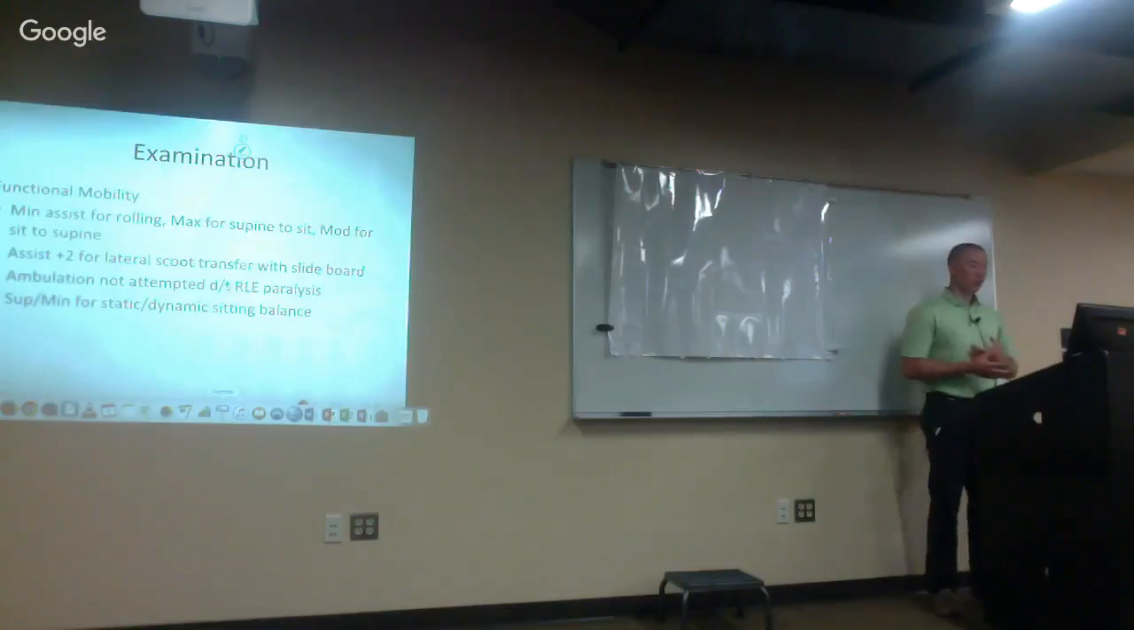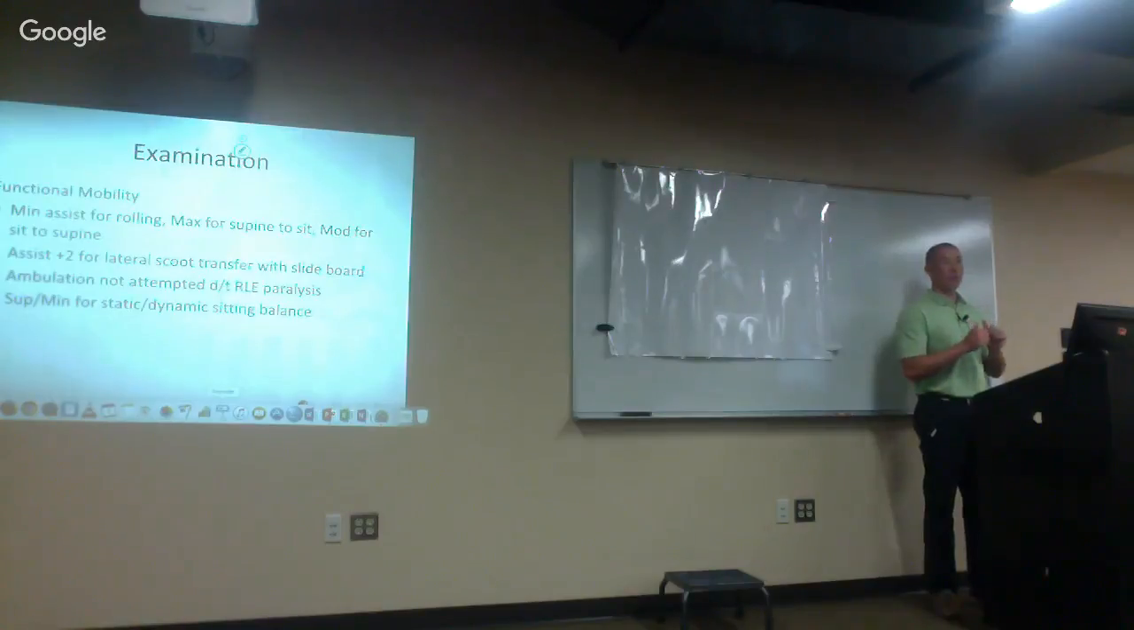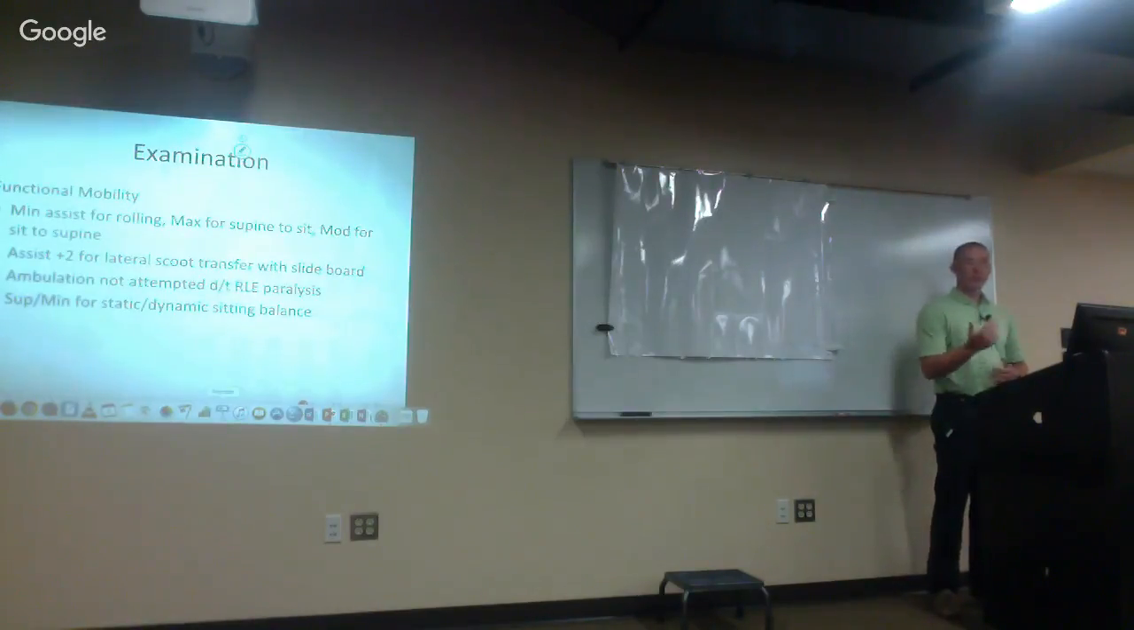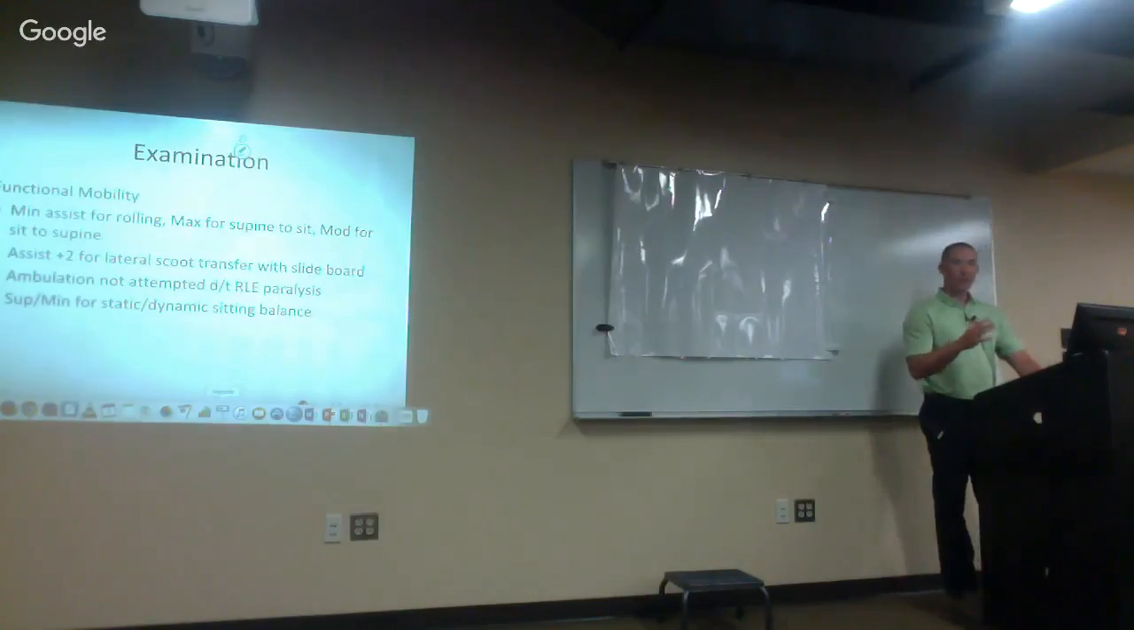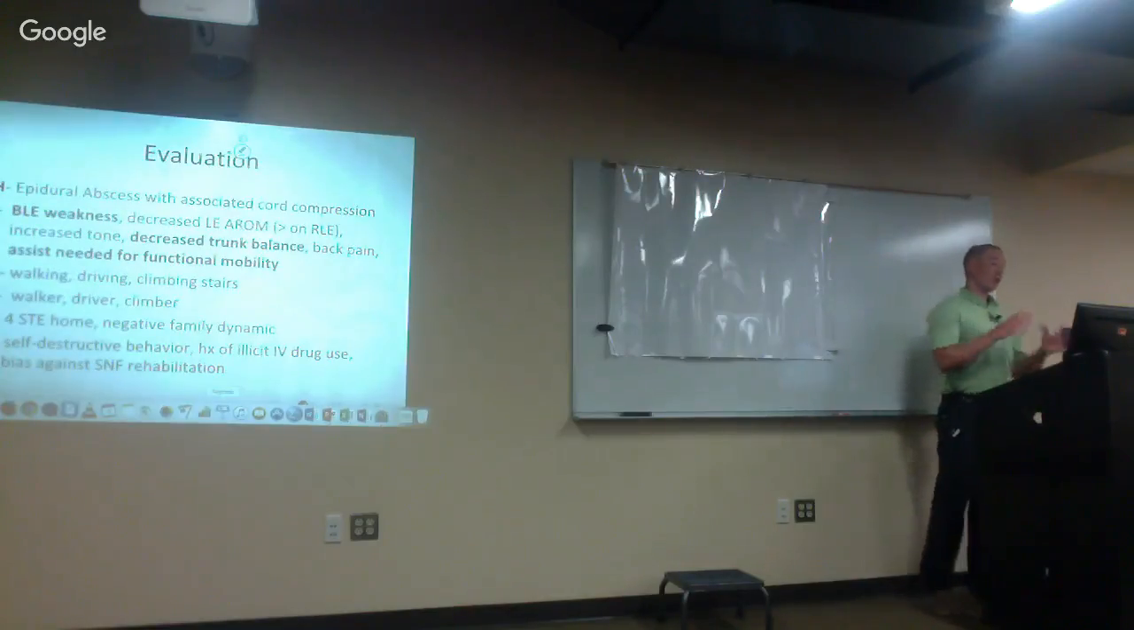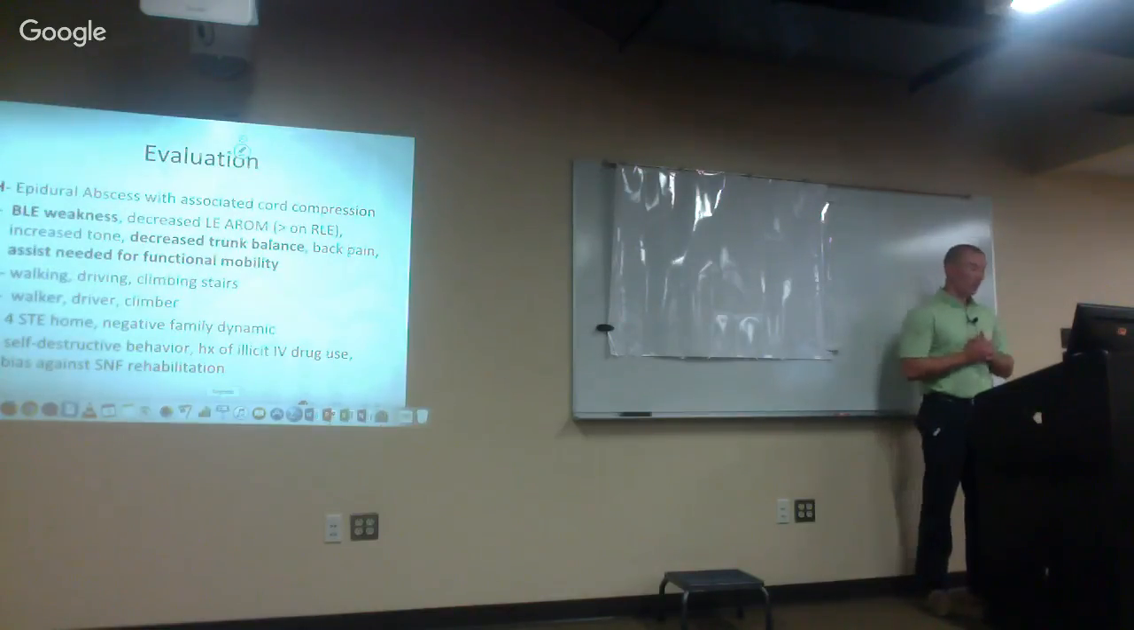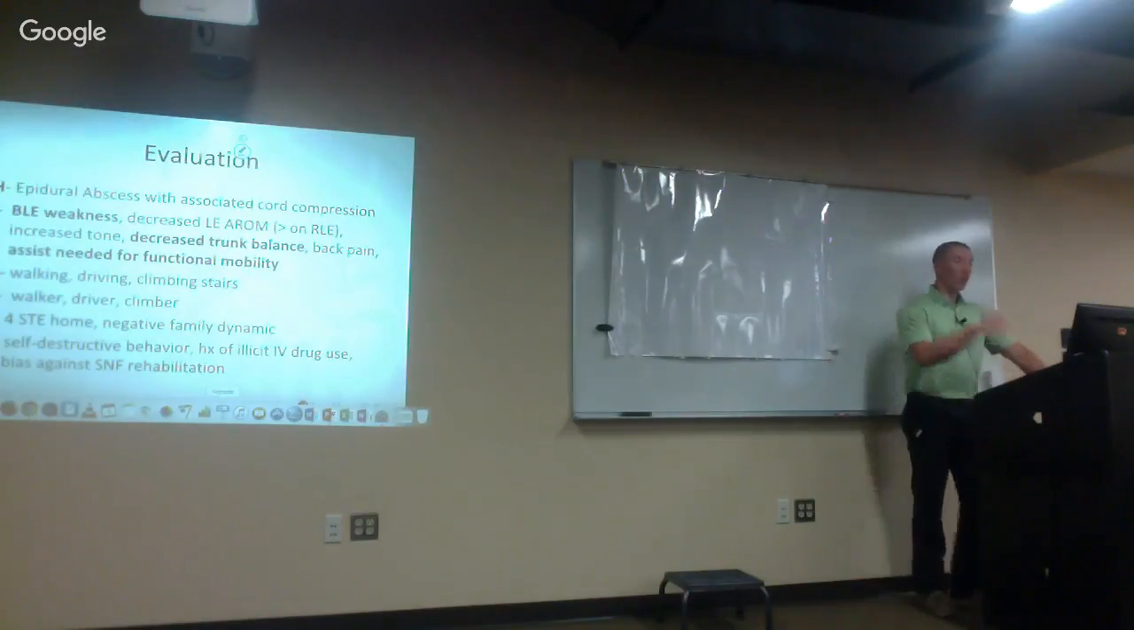And for the lateral scoop transfers, she exhibited a really quick posterior loss of balance. So we were going to assess that later on in subsequent treatment. Putting it all together using the HIPET model: her health conditions were epidural abscess and associated cord compression. The impairments we wanted to focus on going forward were bilateral lower extremity weakness, her decreased trunk balance, and the assistance she needed with functional mobility. Getting her back home was the ultimate goal.